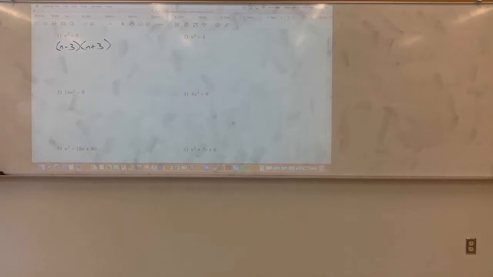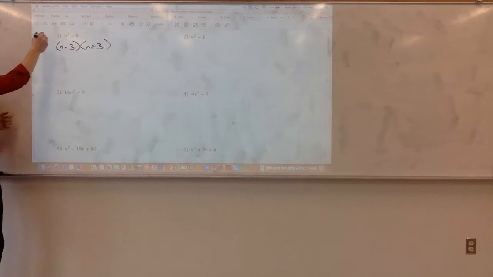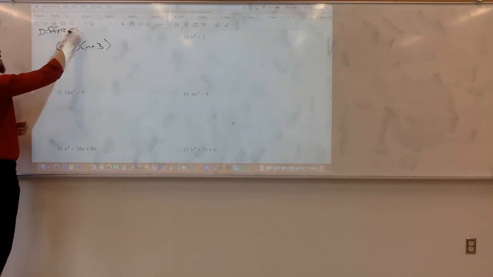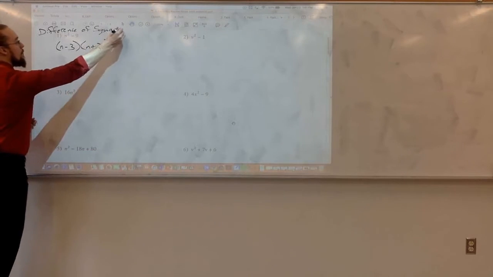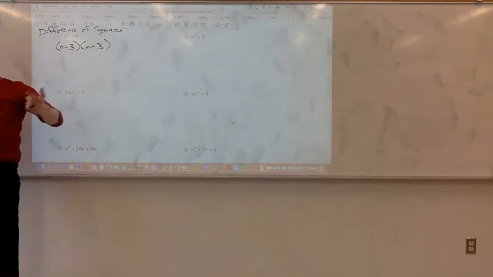Well, so here we're just factoring. So that's the answer. Right, so Gracie's right. If we have something that looks like this, this is called a difference of squares. What that means is difference means subtracting, and squares means perfect squares.